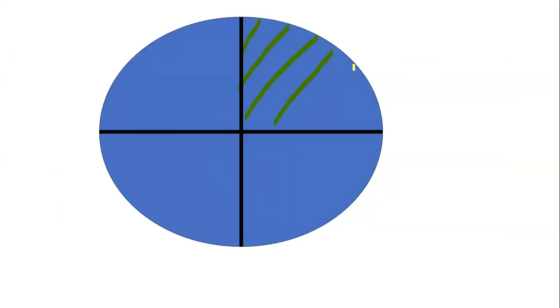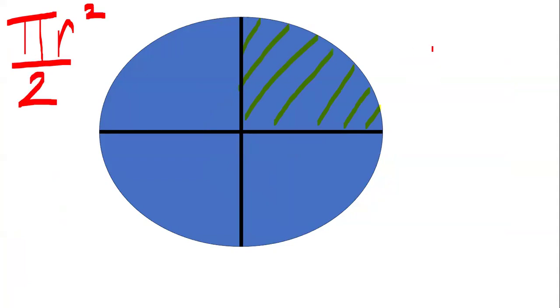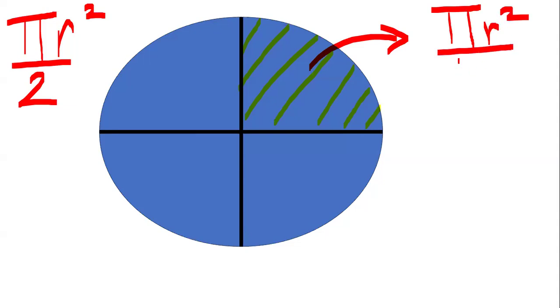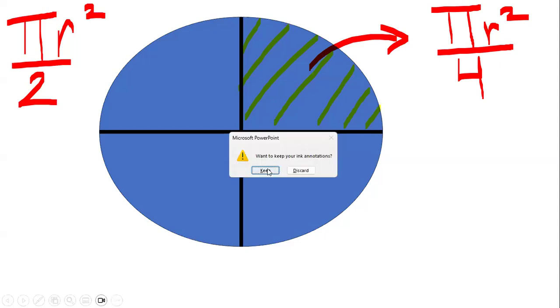We know that the area of a circle in general is pi r squared. We know the area of half a circle is pi r squared divided by 2. So what do you think the area of a quarter circle is? Very good, Dashani. Pi r squared divided by 4. That's the area of a quarter of a circle, and that's what we're going to be looking at today. How do we find the area of a quarter of a circle?